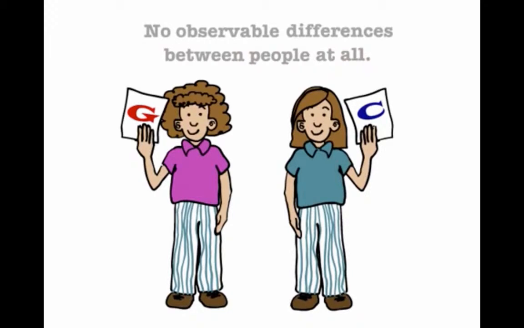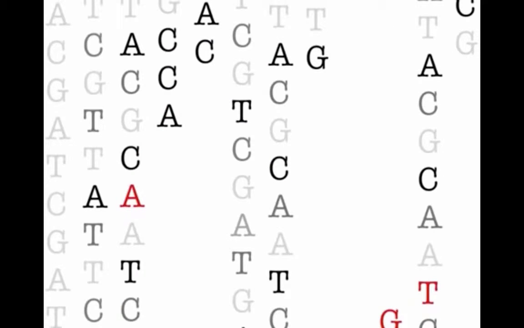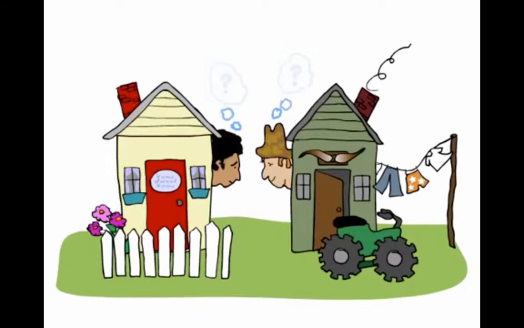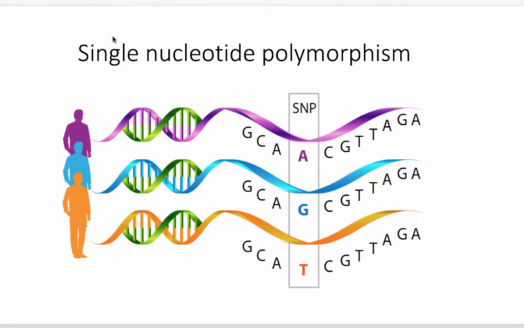Most SNPs, however, actually cause no observable differences between people at all, since variances are passed on from one generation to the next. The number of differences between you and your neighbor can tell you how related you are to each other. Now we're looking at how scientists went about conducting their study.